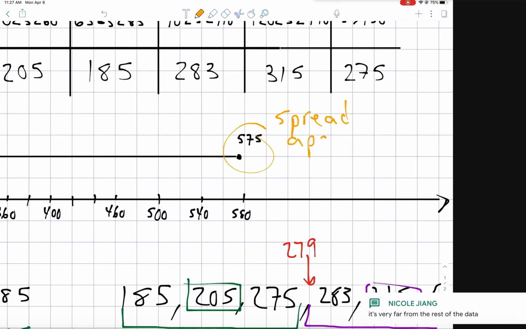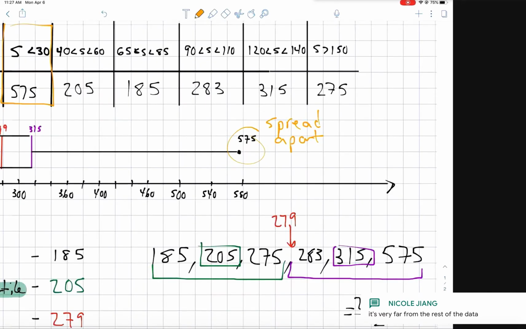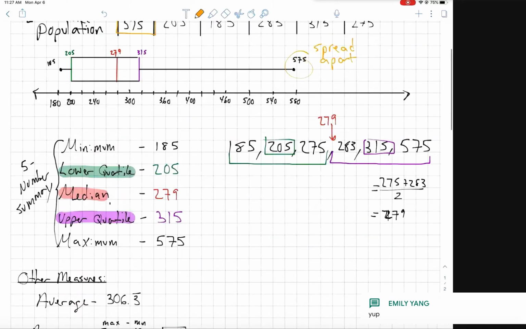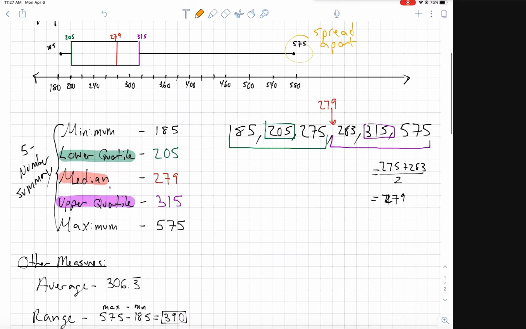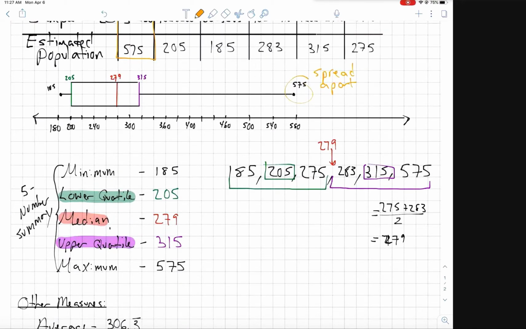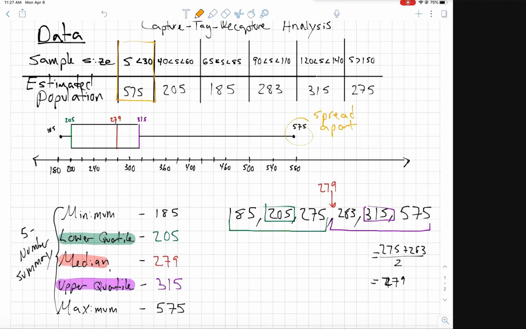Who wants to add on to this idea? There's no duplicates of numbers. No duplicates of numbers. It's very spread apart. The maximum is way higher than the average. Ooh, the maximum is way higher than the average. Yeah, look, the average is 306.3 repeating, and the maximum is way higher than the average. Why do we think that's happening? Why do we think the maximum estimated population is way higher than the average?